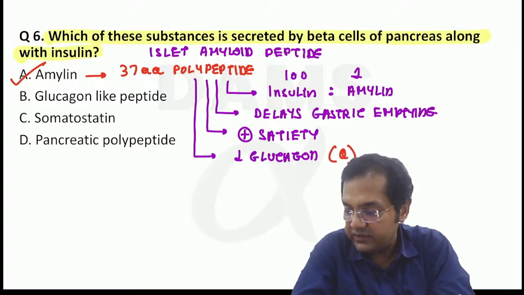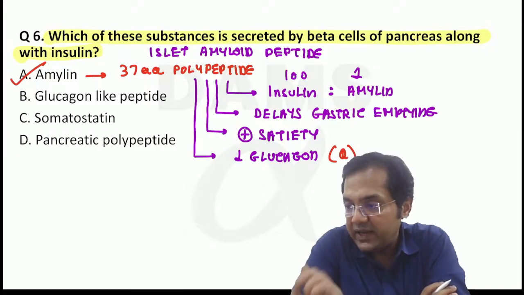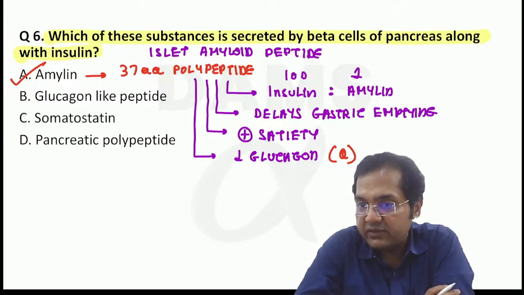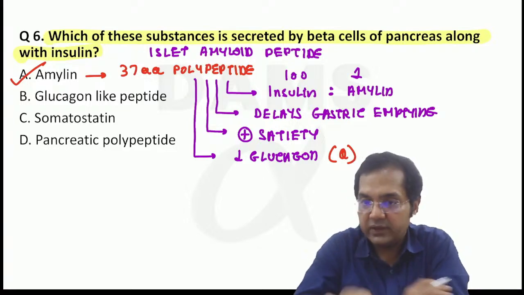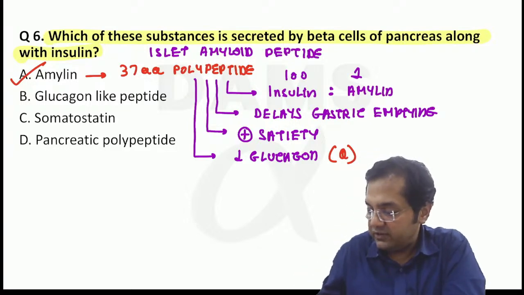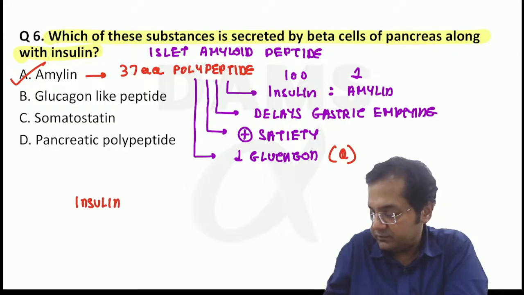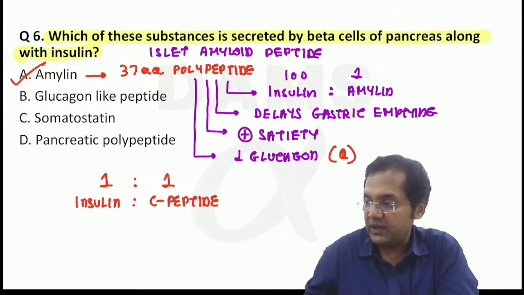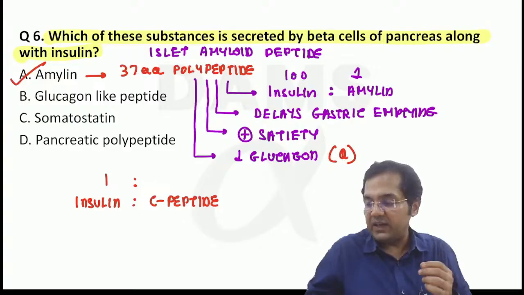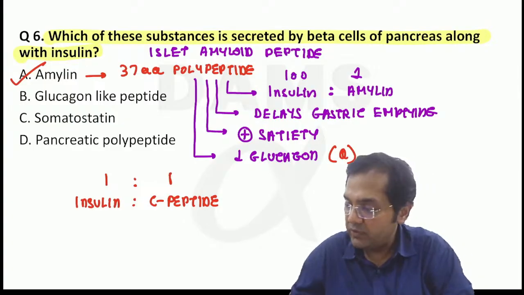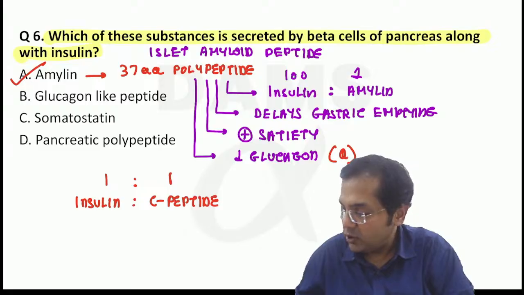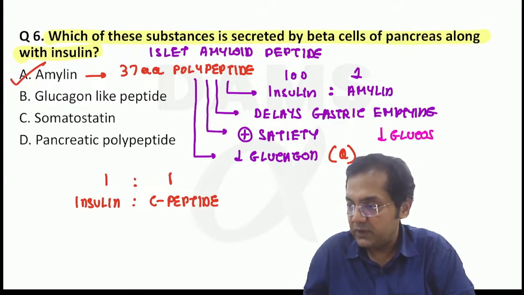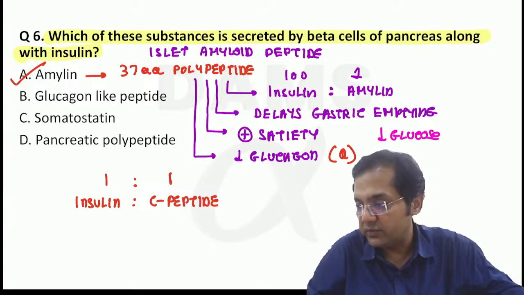So amylin is an important one. Please don't confuse amylin with C-peptide. C-peptide and insulin are co-secreted in the ratio of 1:1, right? So insulin to C-peptide is 1:1. Don't mix them up, please. Absolutely correct. Amylin delays gastric emptying and promotes satiety. Overall resultant action would be that it lowers the blood glucose.